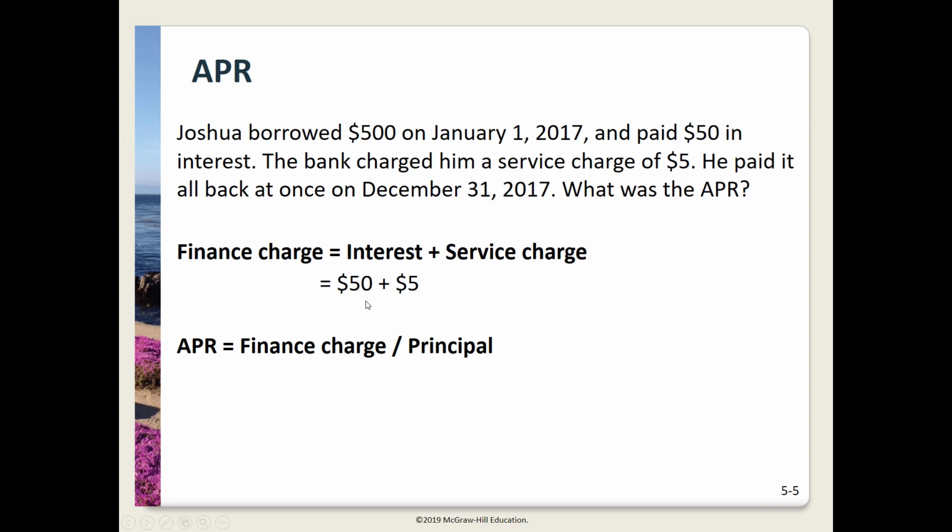So when I add these two up, we get a finance charge of $55. Now to find the APR, we'll take the finance charge we just calculated and divide it by the principal. Remember, the definition of the principal is what you originally borrowed. And so we'll take the $55 divided by the $500, and that'll give us an APR of 0.11 or 11%.